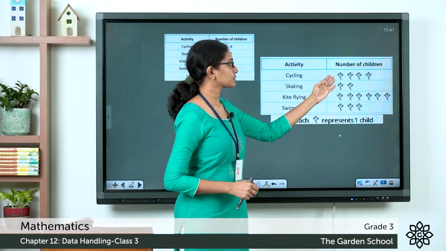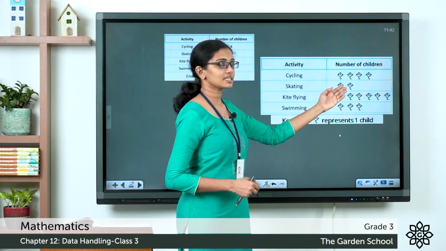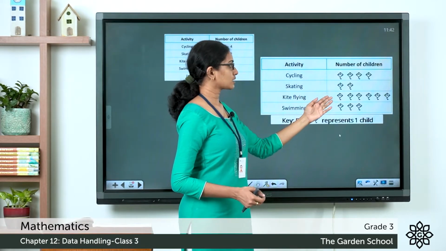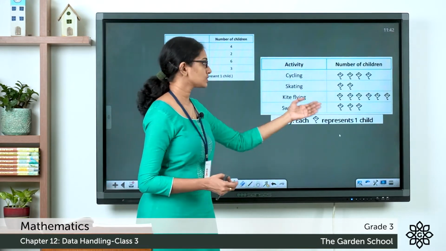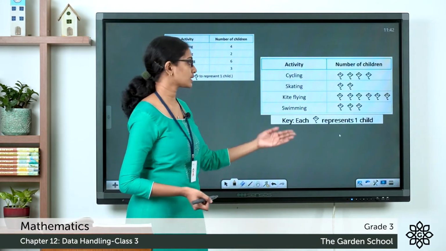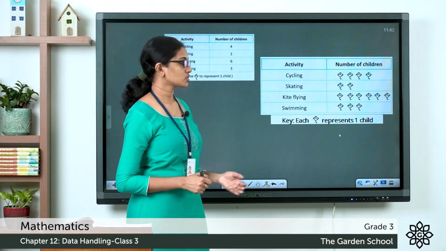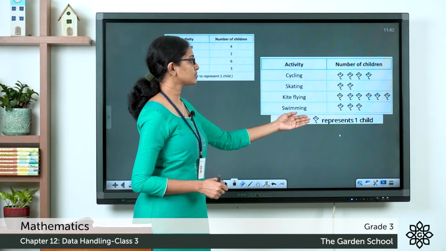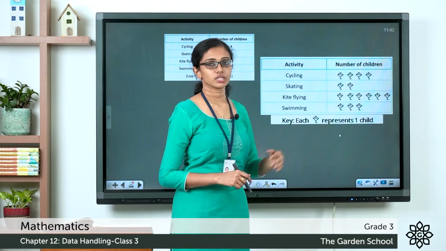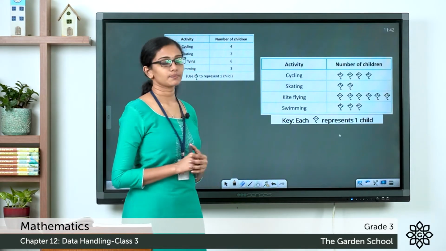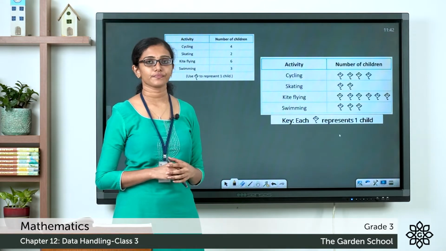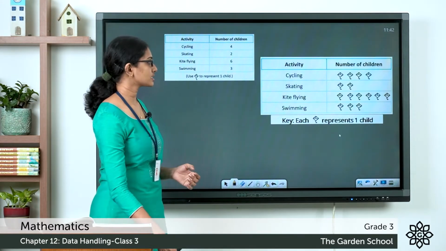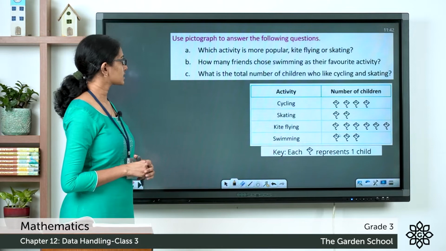Cycling is the favorite activity of 4 children, skating is liked by 2, kite flying is liked by how many? 6 children and then swimming is the favorite activity of 3 children. And don't forget to mention the key as well in the pictograph. So we have written key: each symbol represents one child. Don't forget to write this part. So this is how your final pictograph may look like. So hope you understood this one. Now let's move on to the next question.